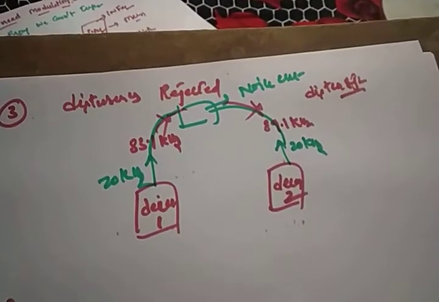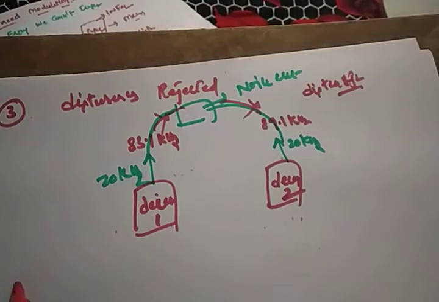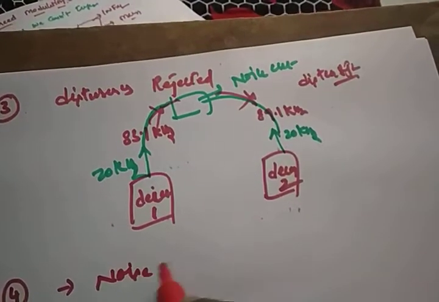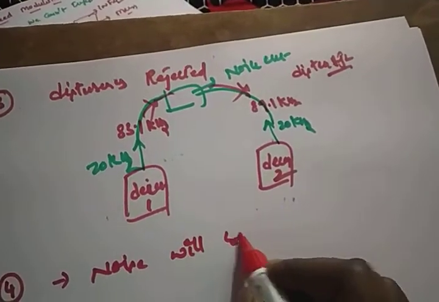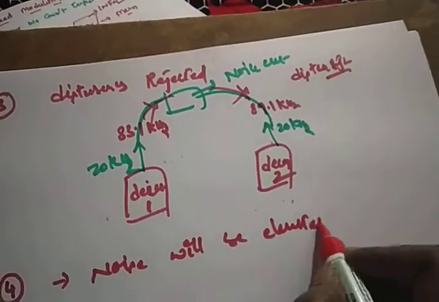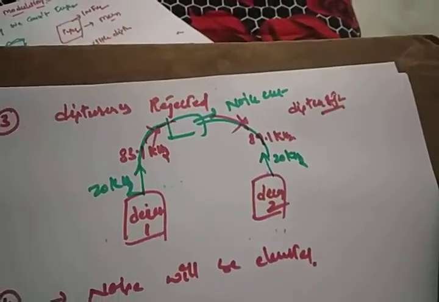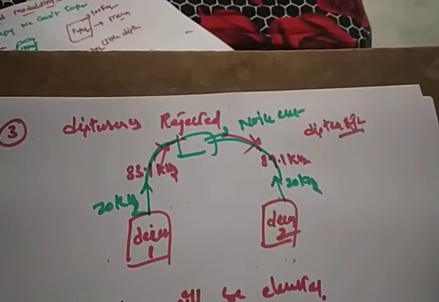And after that, the fourth one: definitely the noise will be eliminated. So noise will be eliminated. Right? These are the needs of modulation. Right? So what are the needs of modulation?